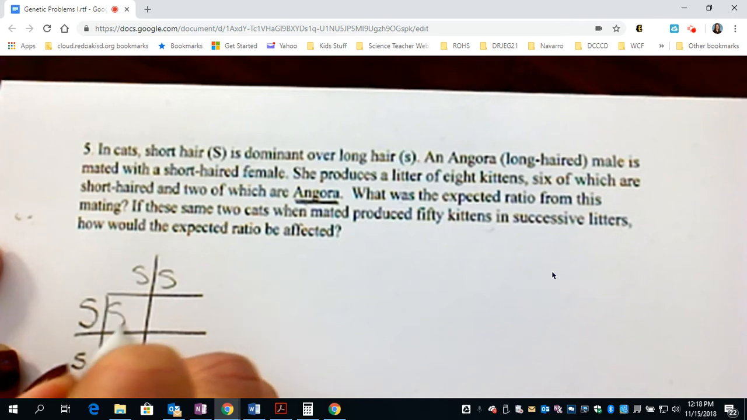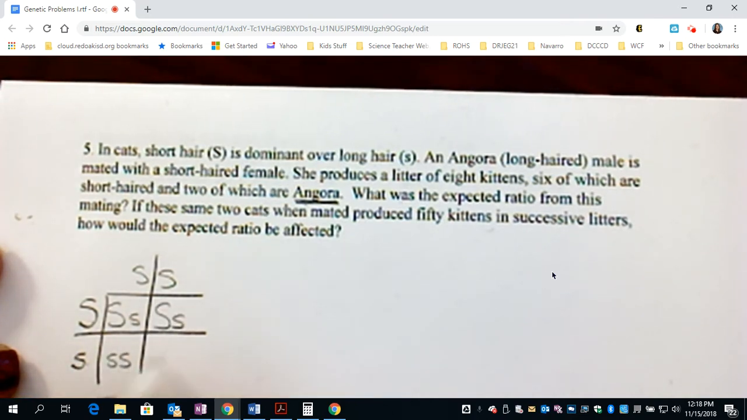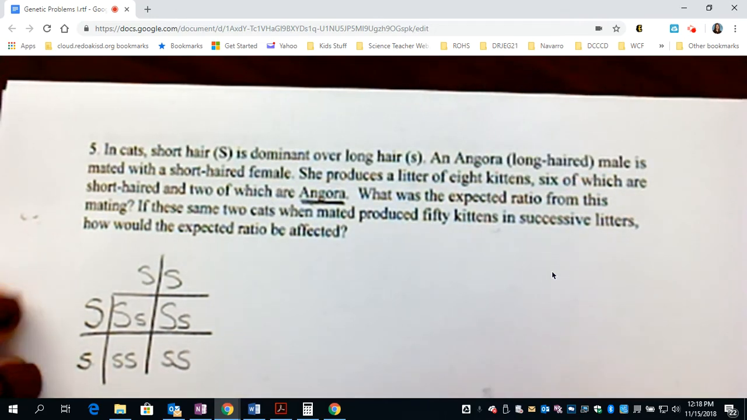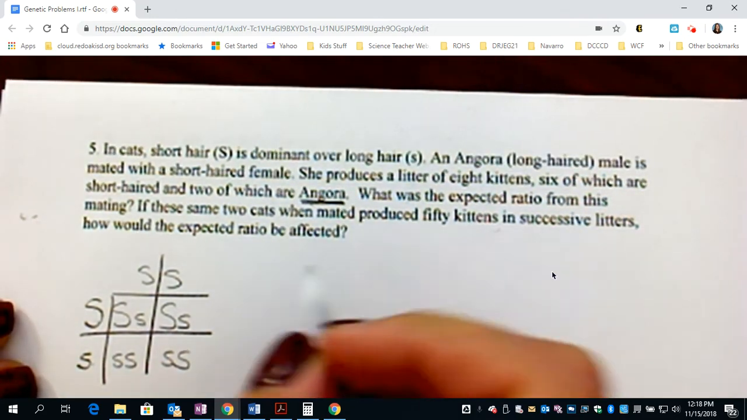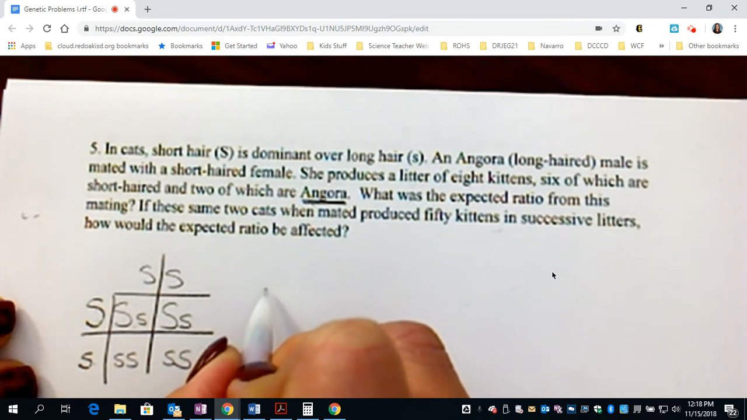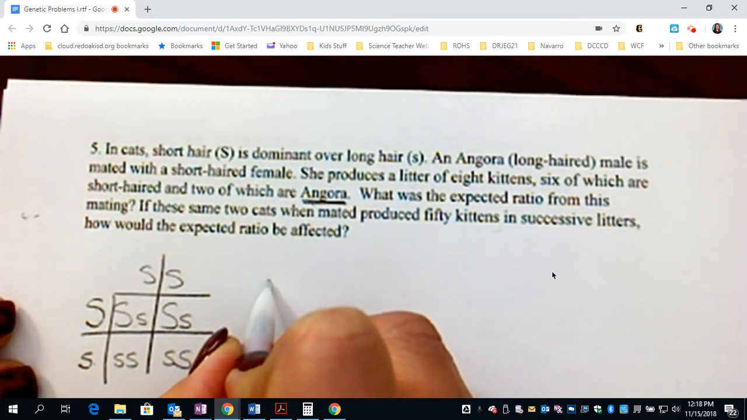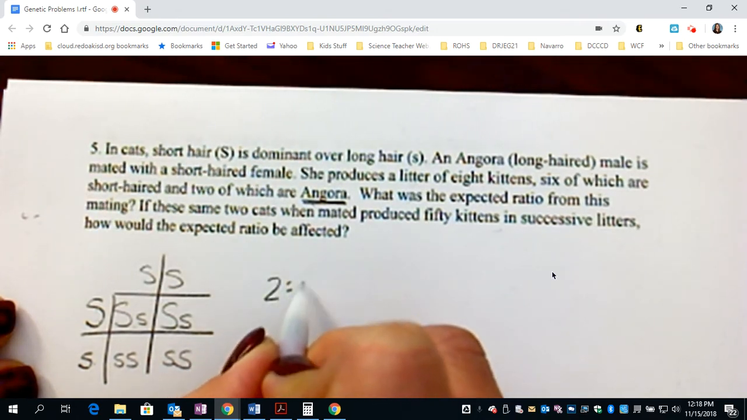So here we have this Punnett square. The expected ratio would have been 2 to 2, so 50-50.